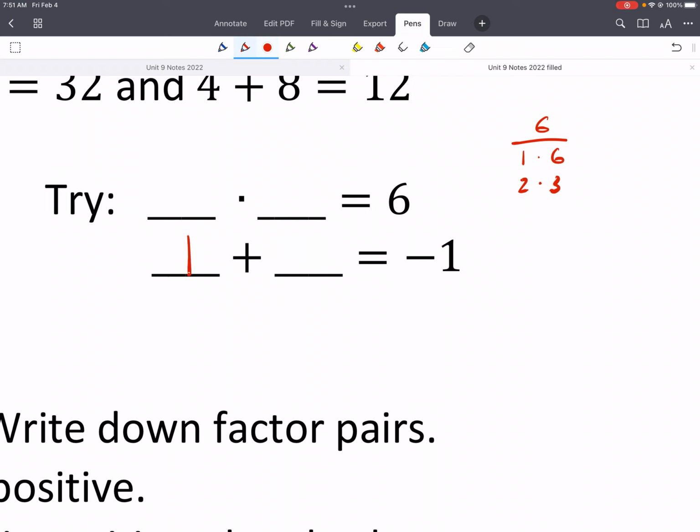Oh, I think I made a mistake here. I think I did. I think this needs to be a negative. Dagnabbit. Okay, sorry about that.